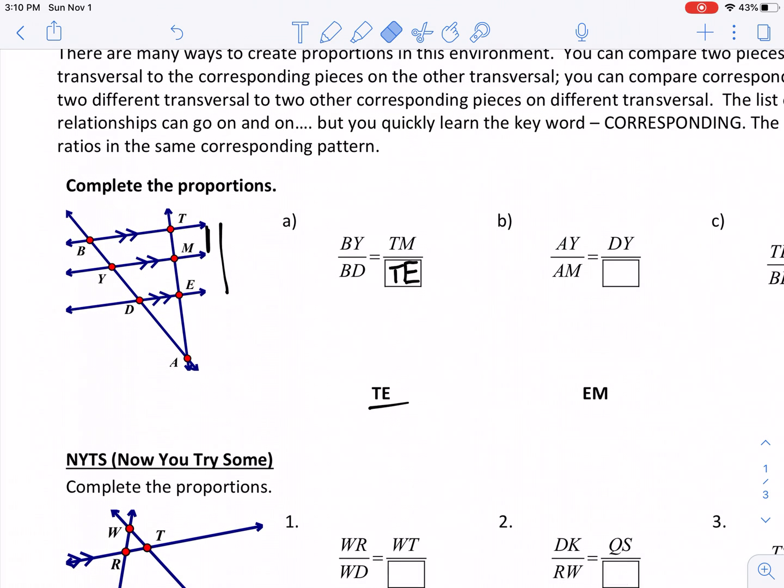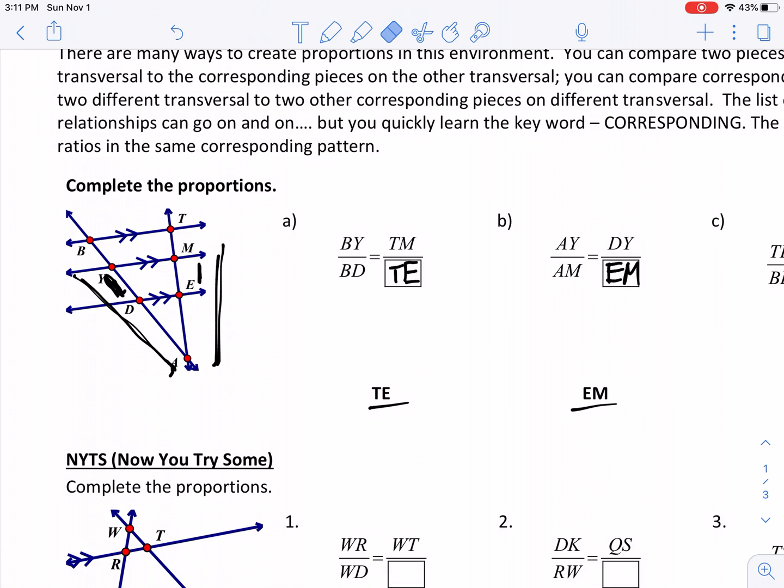Okay, now the next one says AY, so let's find AY, which is over here, over AM, so on the other side. So AY over AM, that's the same thing as DY over what? Well, AY over this guy AM is the same thing as DY over... well, its corresponding part should be over here, which is EM. So the corresponding part should be EM, which is what they say there.